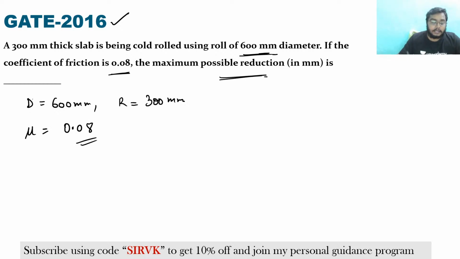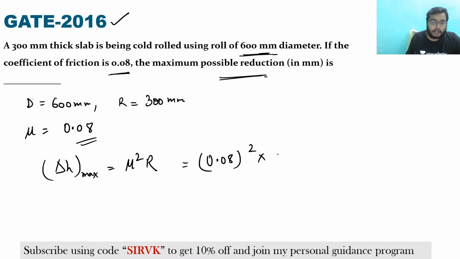That is the delta H, right? So you can always go for it. Now can you find it? Delta H equals mu square R. What is the mu? So see here, you know the mu, that is 0.08 whole square. R is given as 300. So when you calculate it, you will be getting the answer. Okay, so that is delta H max would be 1.92. Clear?